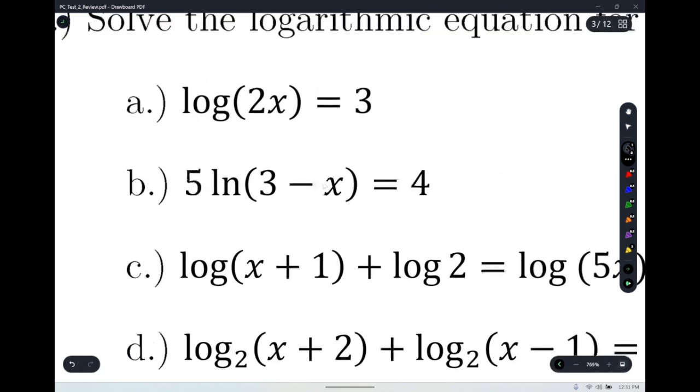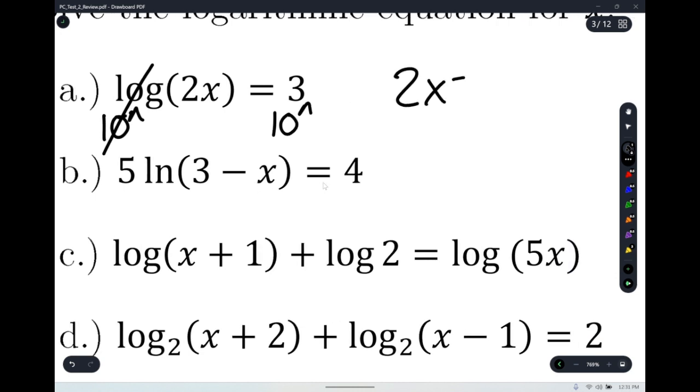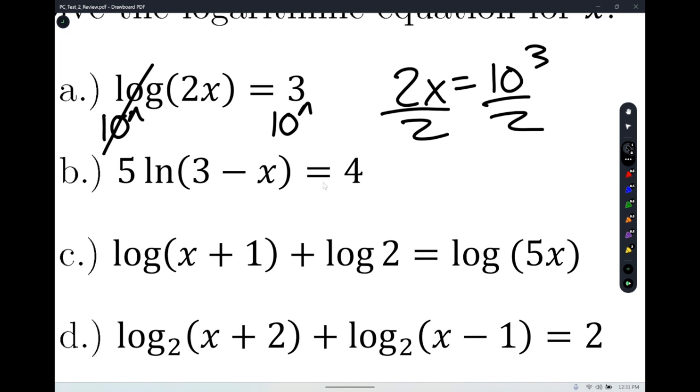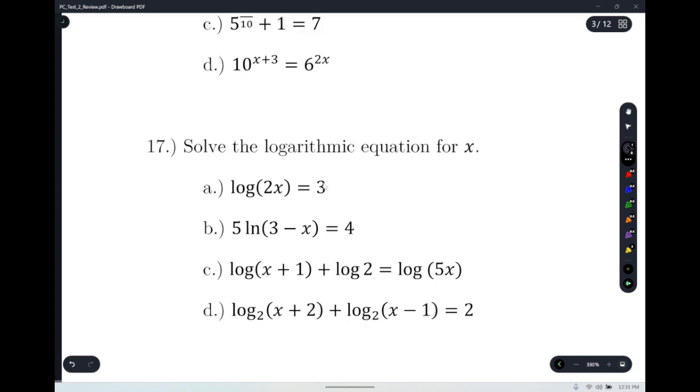So like for the first one, how do you get rid of that log? Raise it by 10, it goes away. Raise it by 10. Now you've got yourself 2x equals 10 to the third, solve for x. Divide by 2, x equals whatever that is. 1,000 divided by 2, 500, something like that. So yeah, the definition isn't in there, but solving it is definitely there. Using the definition is probably going to show up.